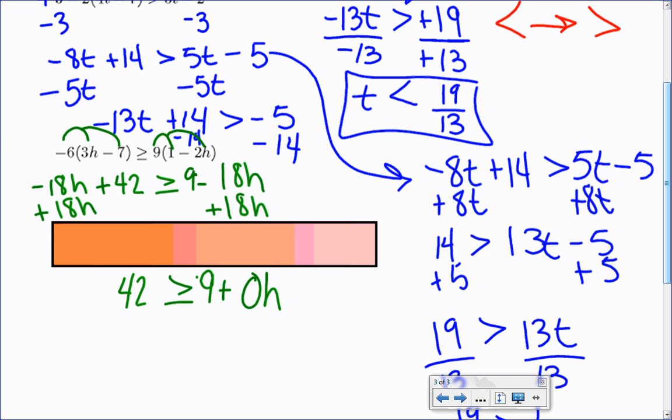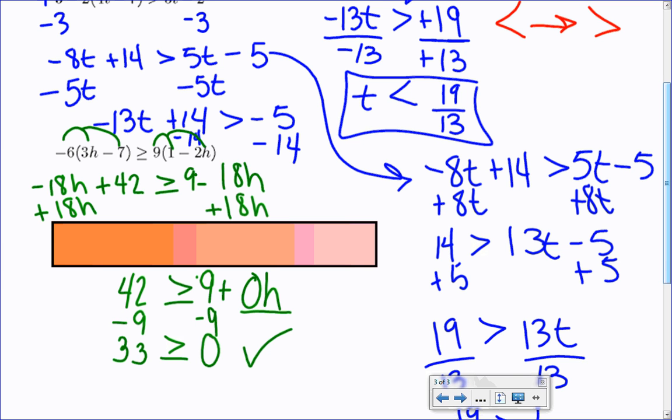Okay, and then we can minus 9. So minus 9, 42 minus 9. Let's see, 12 minus 9 is 3, and we have 33. Okay, so 33 is greater than or equal to, remember 0h, 0 times anything is just 0. So is this statement true? 33 is greater than or equal to 0. Yes, 33 is definitely greater than 0. So this is true all of the time.